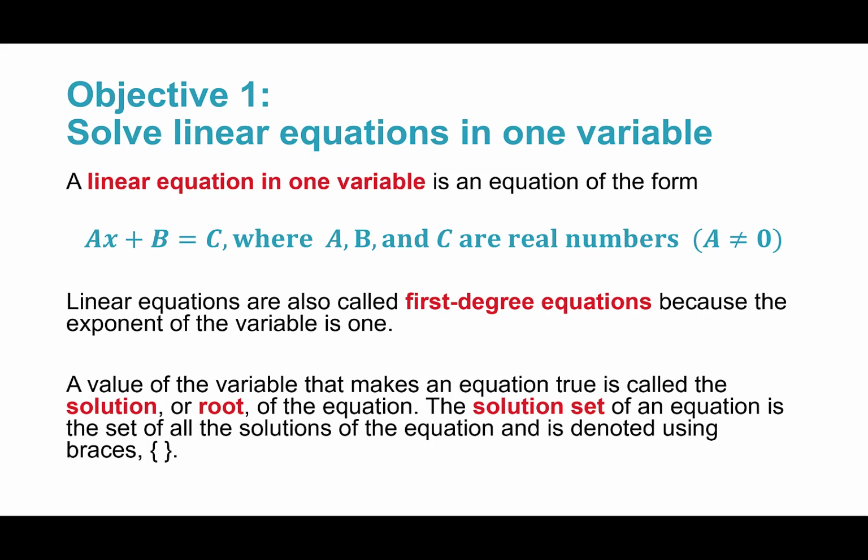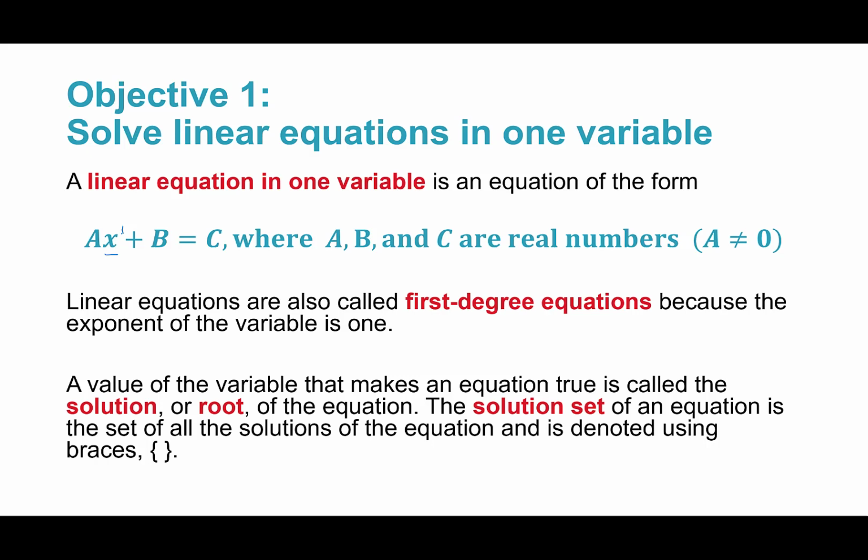Welcome to the first lesson of college algebra, and that is solving linear equations in one variable. An equation of this form is ax plus b equals c, where a, b, and c are real numbers, with a not equal to 0. So the key thing is that the variable in the equation, this x, has an exponent of 1, and everything else is a real number.